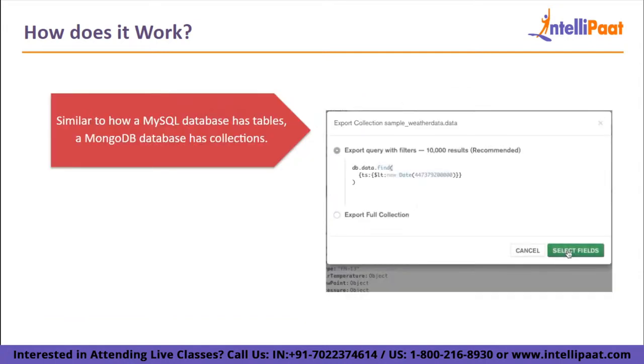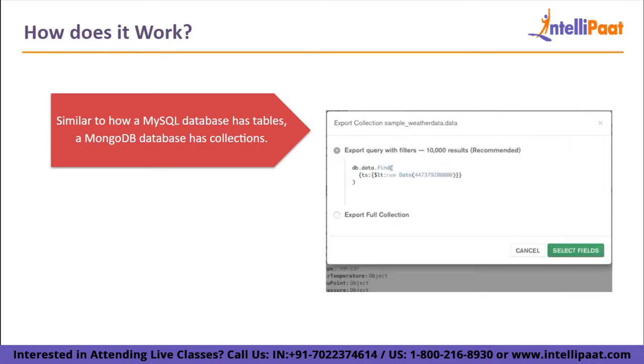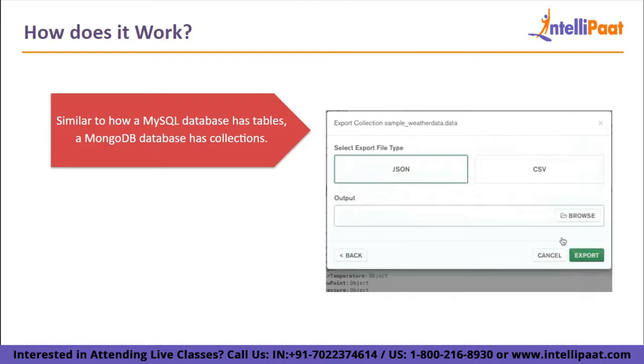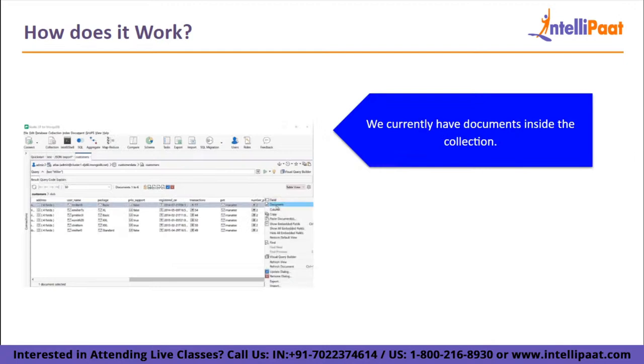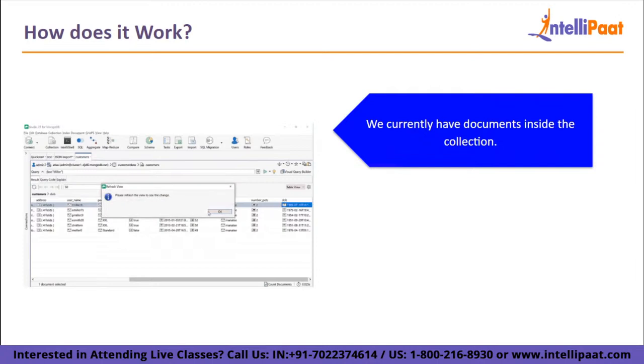So, similar to how a MySQL database has tables, a MongoDB database has collections. You may make as many databases and collections as you like. We now have documents inside the collection. These documents contain the data that we wish to store in the MongoDB database, and because they are schema-less, several documents may be found in a single collection without necessarily being related to one another.